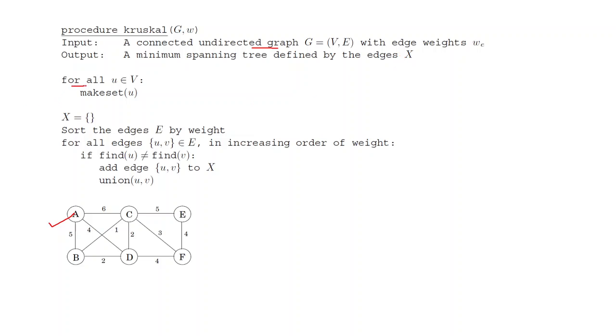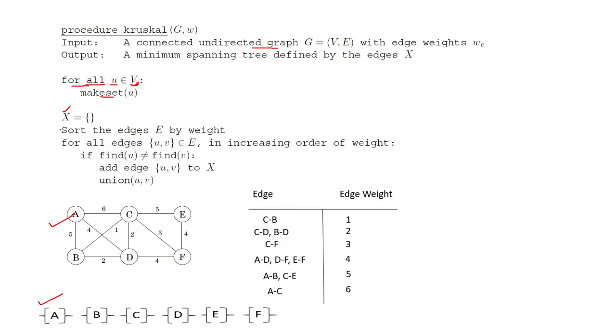Now for all U, that is a node that belongs to V, the vertices, you make set U. So your make set U is this one, the first step of the previous slide: A, B, C, D, E, F. Now you take a set X, which is an empty set. We'll be looking into X later. Next, you sort the edges E by weight. This is what you have done.